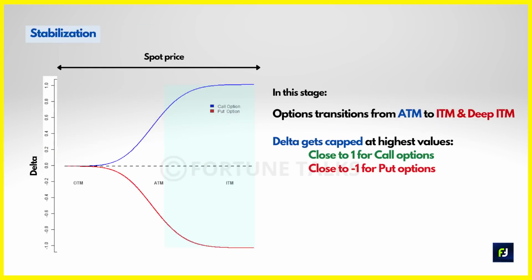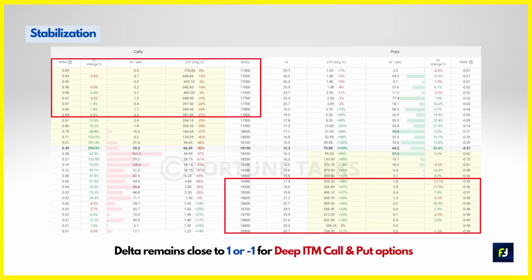This is when an option transitions from at the money to ITM and deep ITM, and the delta starts to cap and stabilize at the maximum value of 1 for call options and -1 for put options. It is evident from the graph that the delta of call options will start to flatten out when it reaches the maximum value of 1. This means the option can be in the money or deep in the money, but the delta gets fixed to 1 and would not change any further. Now let us understand how this works.